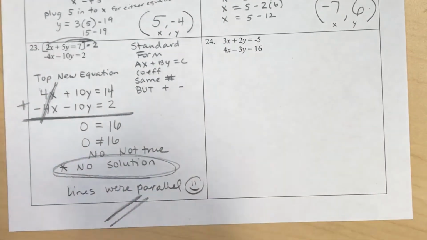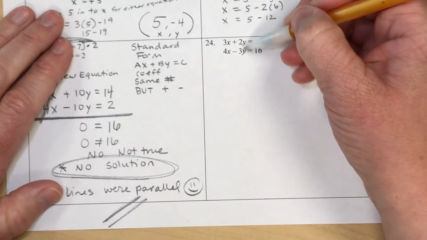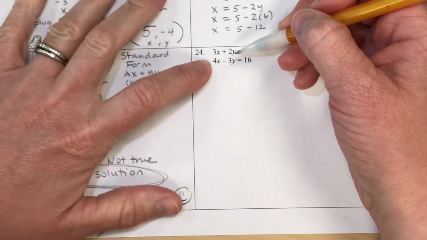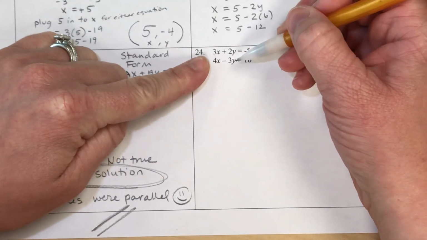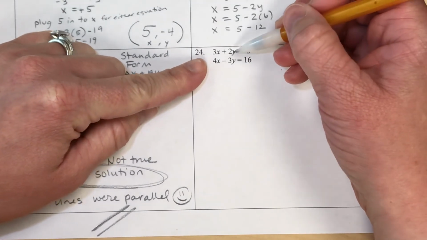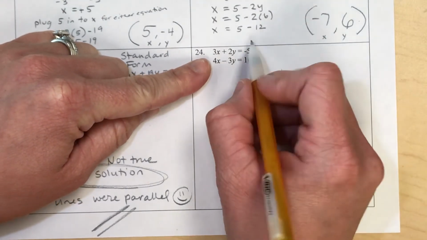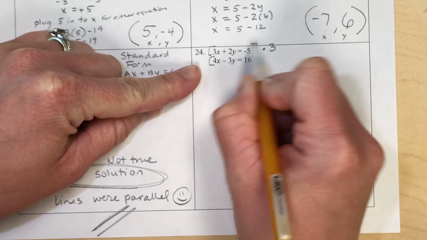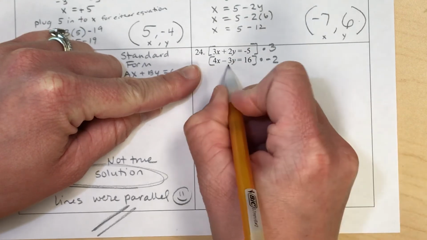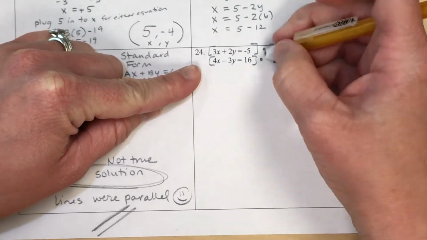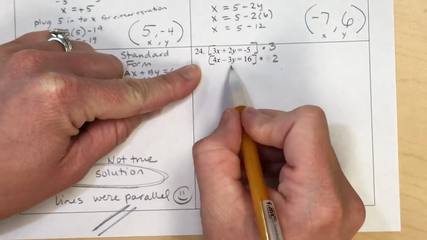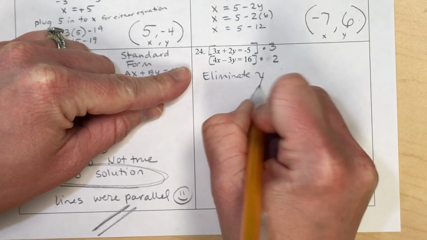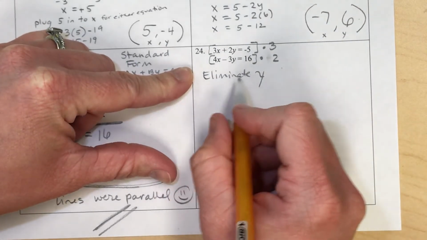Okay, here we go. Number 24. I'm going to try to cancel my y's, and I'm only doing that because they are already opposite signs. I see one is a plus and one is a minus, so I have to think of what number 2 and 3 both multiply to. Think like greatest common factor. I'm going to multiply the top equation by 3, which will create a positive 6, and the bottom one by 2 to make a negative 6, because it's already negative. So I'm going to eliminate the y. Here are my new equations.